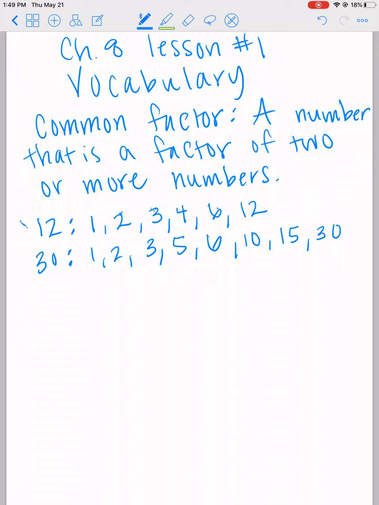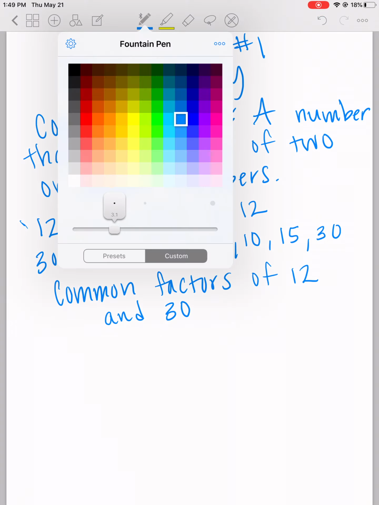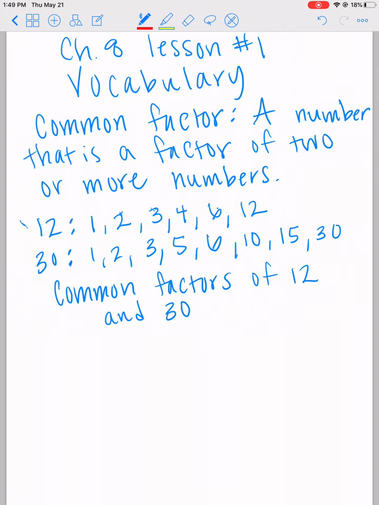Now, let's find a common factor, or factors, I should say, of 12 and 30. What do they both have in common? Well, that's easy. I'll change my color pen. We're going to look here, and they both have 1, so they have a common factor of 1. They have a common factor of 2. They have a common factor of 3.